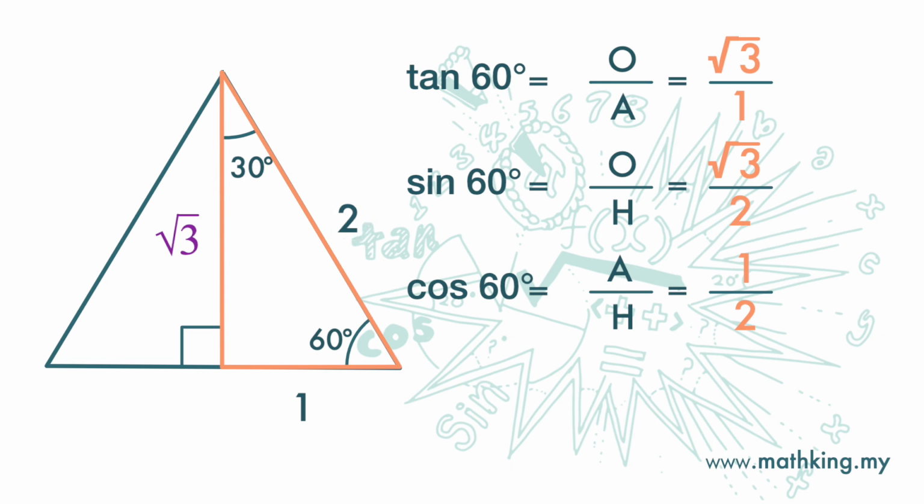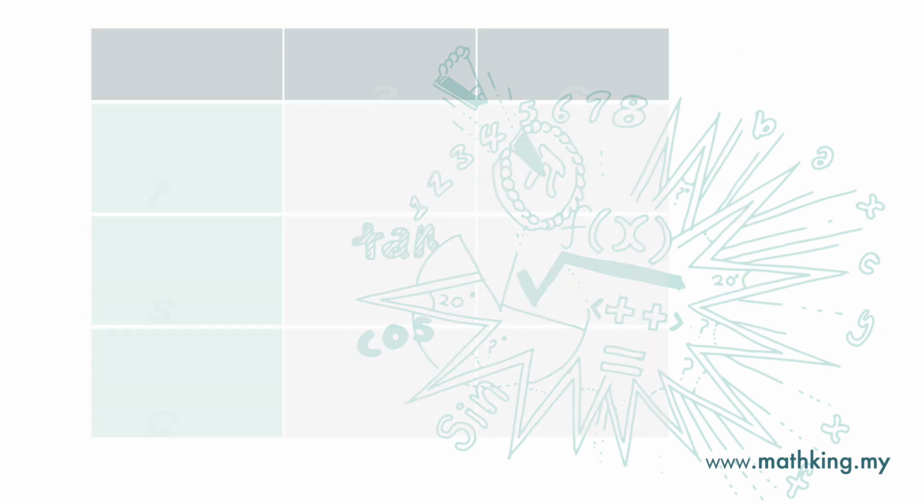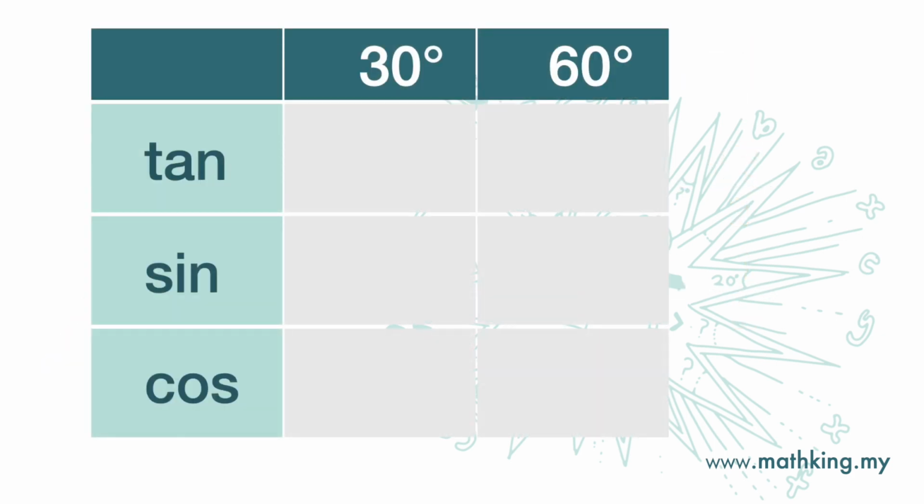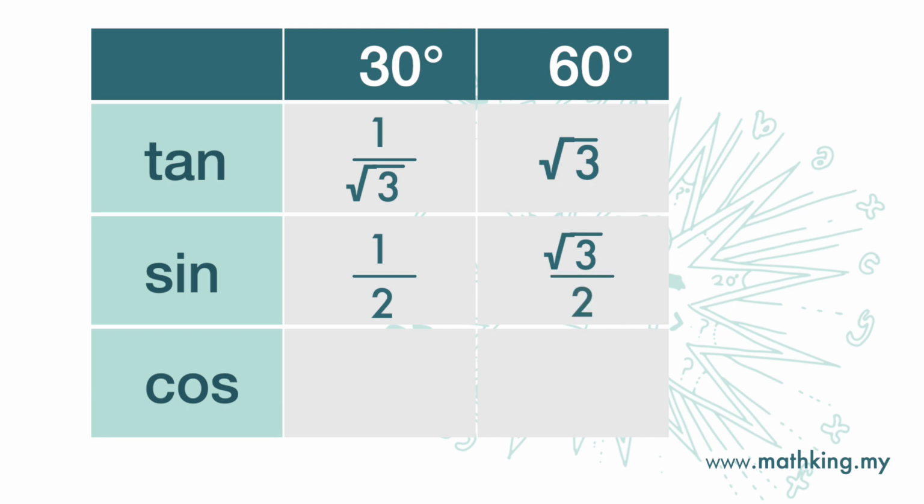Now let's summarize what we have just discovered in this table. Tangent 30 degrees is 1 over square root 3. Tangent 60 degrees is square root 3. Sine 30 degrees is 1 over 2. Sine 60 degrees is square root 3 over 2. Cos and sine are opposite. Cos 30 degrees is square root 3 over 2. Cos 60 degrees is 1 over 2.